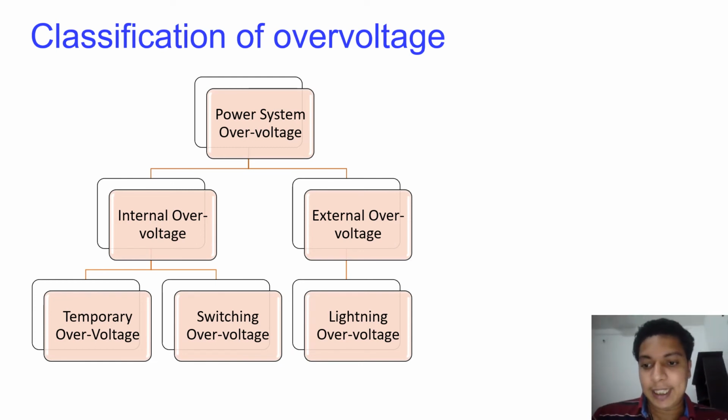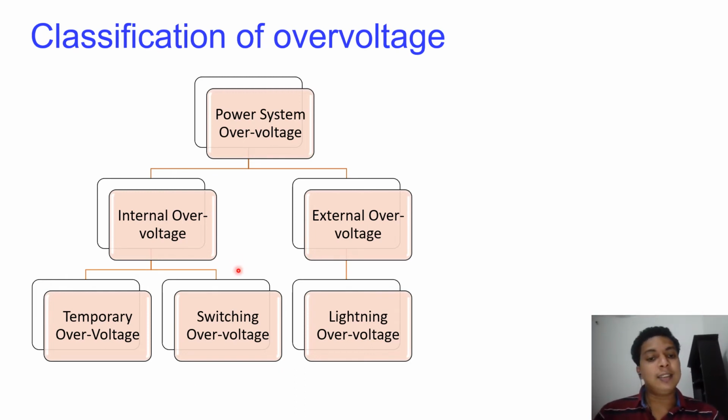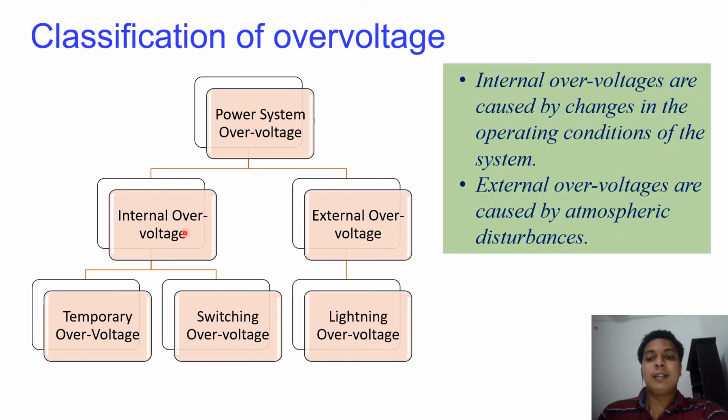This overvoltage can occur due to different reasons. The power system overvoltages are categorized as internal overvoltages as well as external overvoltages. Internal overvoltages occur due to changes in the operating conditions of the system. Understood? For example, we are switching on or switching off some load in the power system network, or we are adding a capacitor, or taking out a capacitor. When such things happen, we have internal overvoltage.